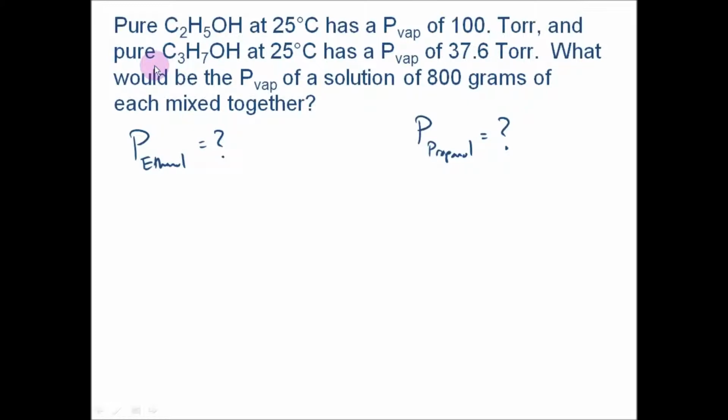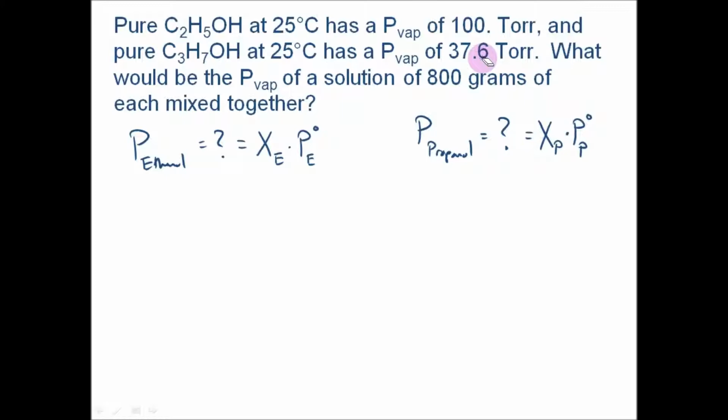Alright, so our problem solving strategy here is we need to find the mole fraction of each of these. Because this is going to be the mole fraction of the ethanol times the vapor pressure of the pure ethanol. And this is going to be the mole fraction of the propanol times the vapor pressure, pure, of the propanol. So we are already given these pure values. They're up here, given to us in the equation. So our goal is to find the mole fraction.